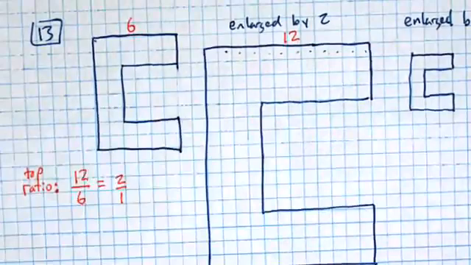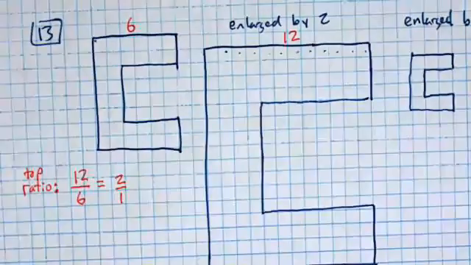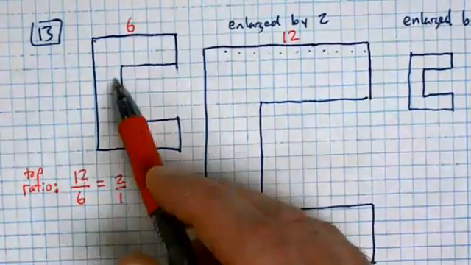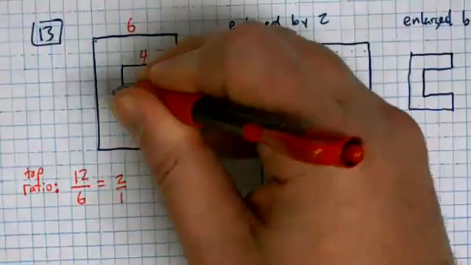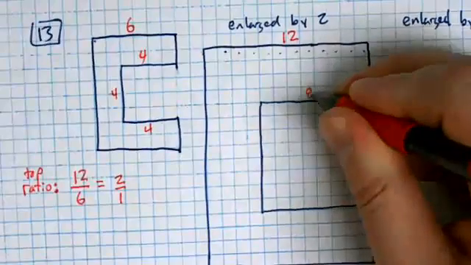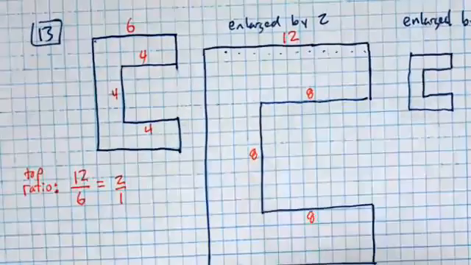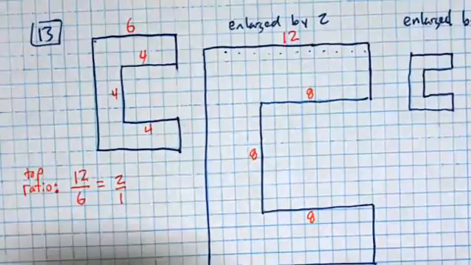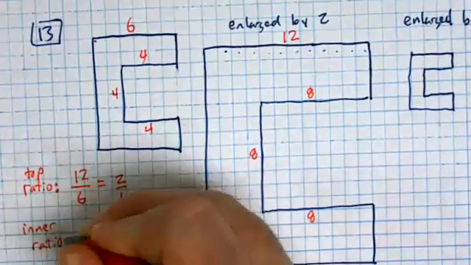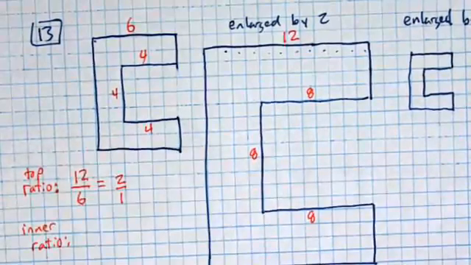2 over 1 or just 2? I'm going to look at this inner dimension. These are all 4s here, right? This is 4 and 4 and 4. And on my new one, it's 8 and 8 and 8. Agreed? So I'm going to call that my inner ratio. What would my inner ratio be?